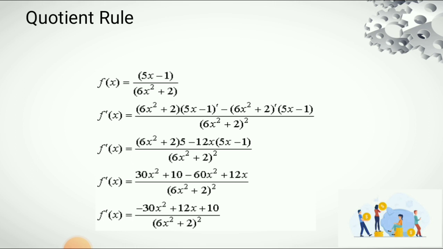So the final answer is the first derivative of f of x is equal to negative 30x squared plus 12x plus 10 over 6x squared plus 2 raised to the power of 2.